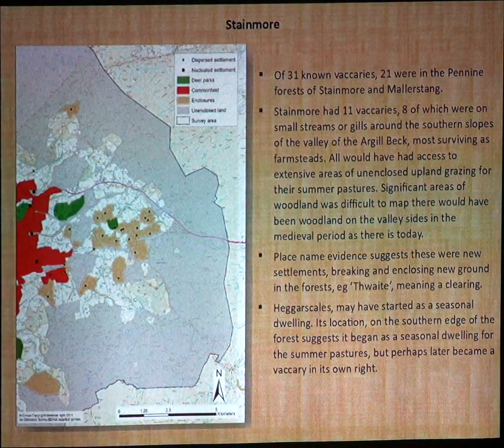And some of them appear to have been new and carved out of unenclosed lands in the medieval period, because you get names like Thwaite, which means a clearing. We also get hegascales, and scales comes from scali, meaning seasonal settlement. It's an Anglo-Scandinavian word. So it may have started as a seasonal settlement for one of the vaccaries, but became a vaccary in its own right.